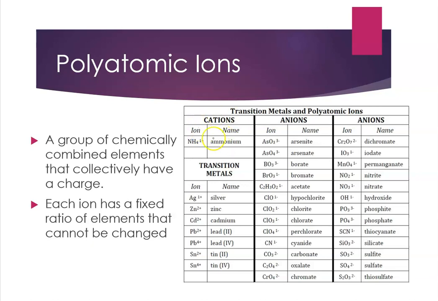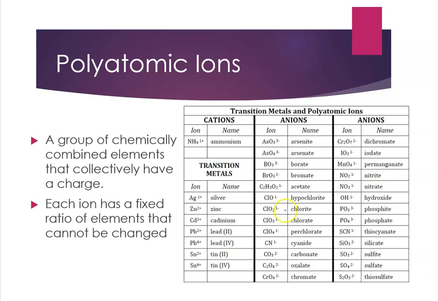So all of our cations are in this column, and there's only 1 cation that is a polyatomic ion. That is NH4+1, and it's called ammonium. So the ratio here is set. I have 1 nitrogen and 4 hydrogens, and collectively these 5 atoms have a +1 charge. The next 2 columns are all anions, meaning they're negative. And then again, our ratio is fixed here.